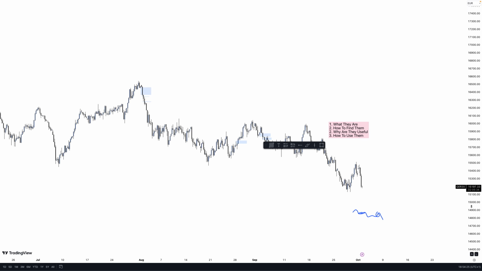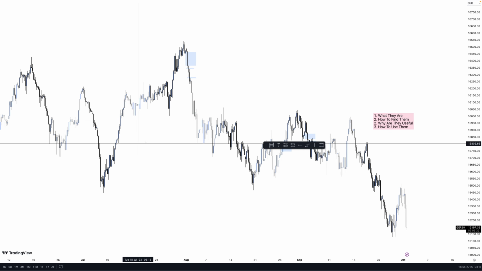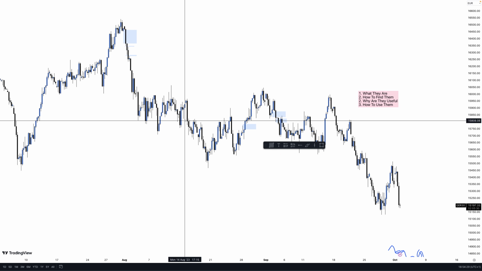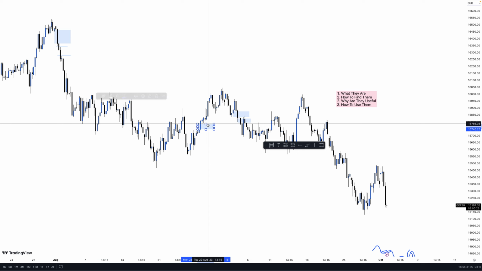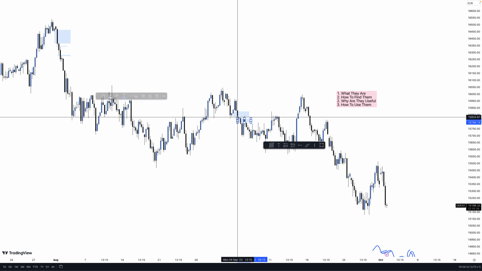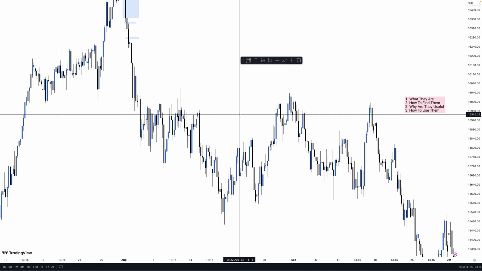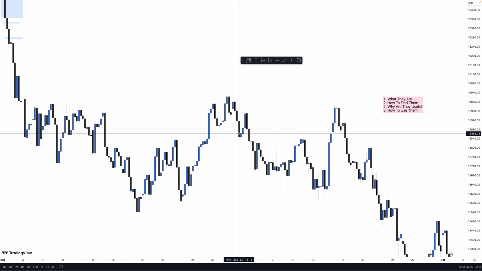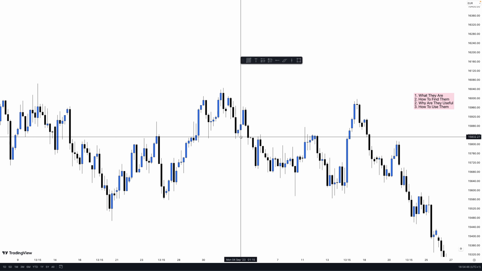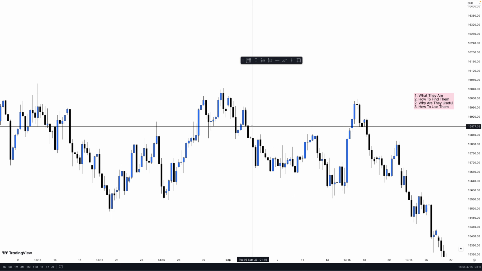Perfect. So going back to these examples, I'm going to choose a few where it went right and where it didn't go so right, just so you can fully understand this, because I'm not saying that fair value gaps will always save you, because that's not true. Okay, cool. So we can focus here.